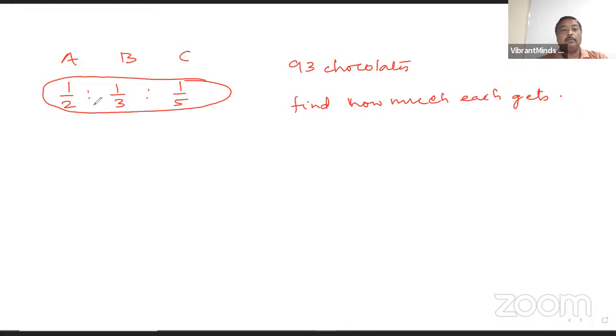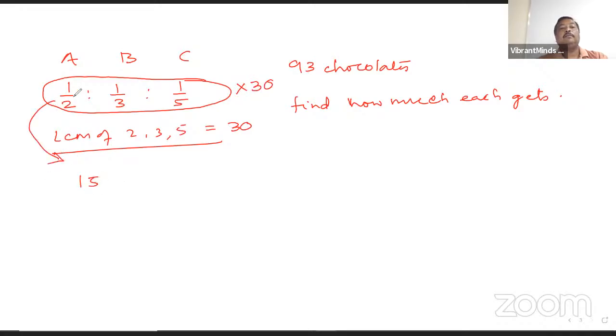Now, how to change this? Please see. We will take LCM of 2, 3, and 5. LCM of 2, 3, 5 is 30. So we will multiply this by 30 and we will get this. 30/2, that is 15, 30/3, 10, and 30/5, 6. Now in this ratio, we will divide these 93 chocolates. So 15x plus 10x plus 6x is 31x is equal to 93.